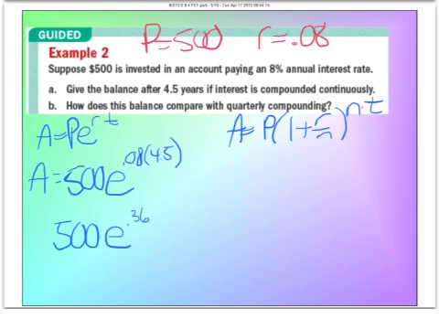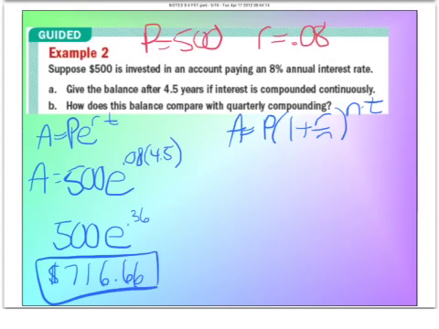Then go to the calculator, and again it's to the left of the 4, so do second natural log, or you do e to the 0.36 power. You're going to get that answer and then times that by 500. You should get an answer of $716.66 if it's compounded continuously.